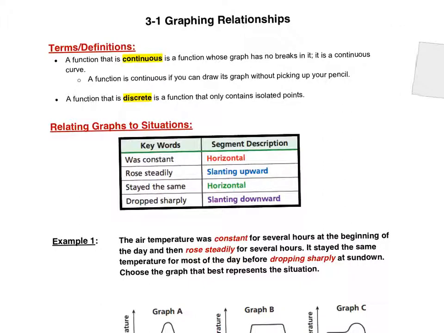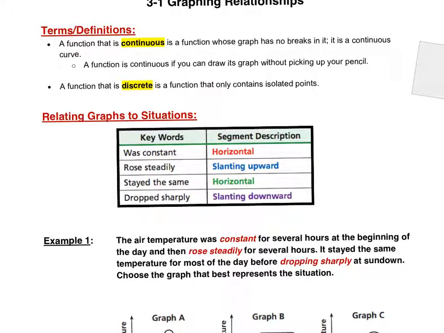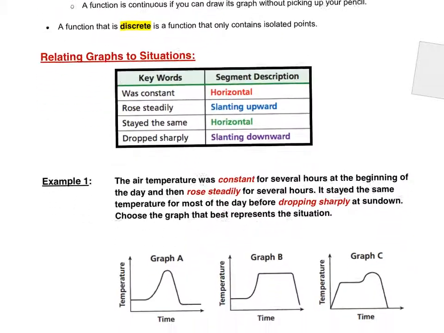These are some words that are relating graphs to situations. If you hear the words "was constant," it means that there's a horizontal section. So if I said to you, we kept going at an upward steady rise and then we were constant for a specific amount of time, that means that specific amount of time was constant, which is horizontal. And this is going to make more sense when you see the graphs. "Stayed the same" is also horizontal. "Slanting downward" means that it dropped sharply.